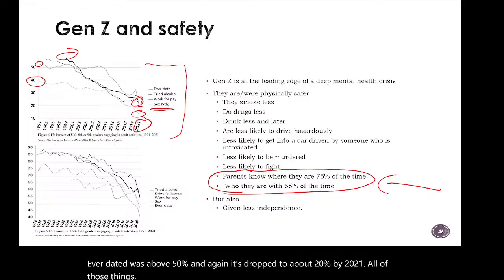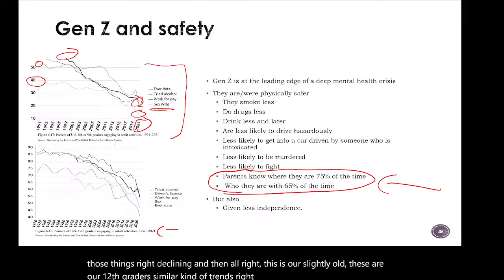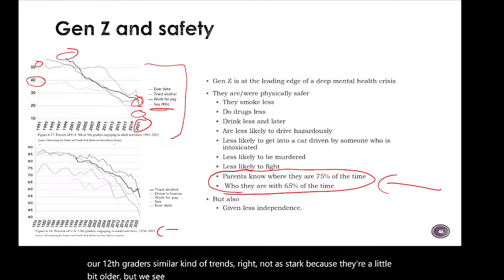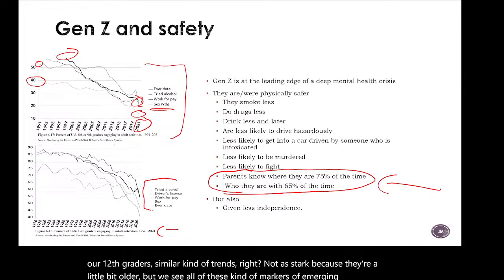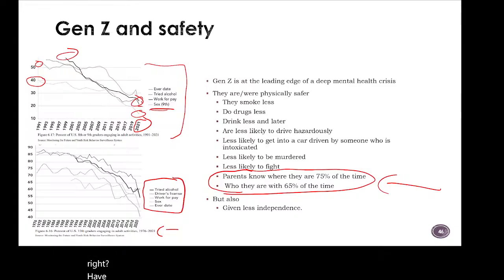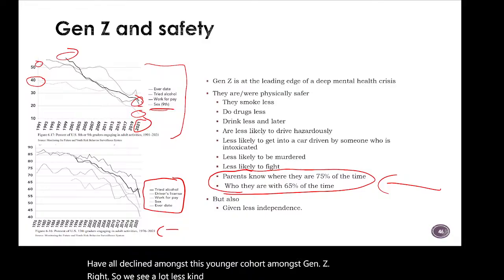And then, this is our slightly older group, our 12th graders. Similar kind of trends, not as stark because they're a little bit older, but we see all of these markers of emerging adulthood have declined amongst this younger cohort, amongst Gen Z. So we see a lot less movement into that emerging adult behavior.